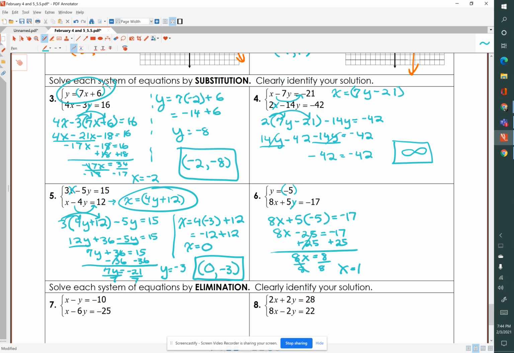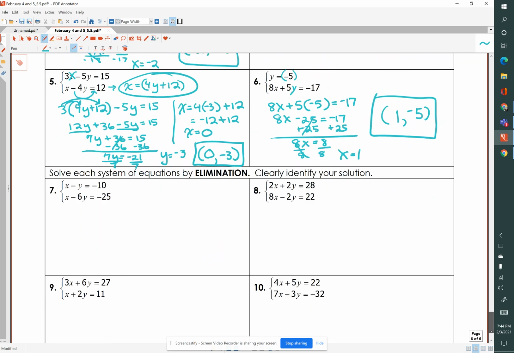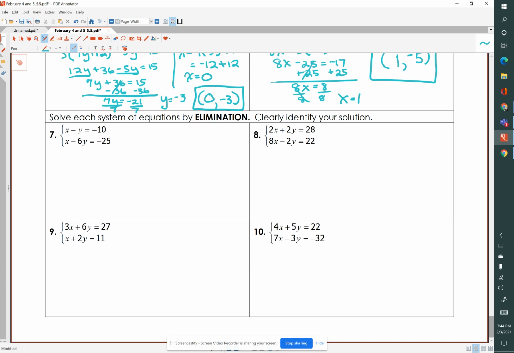So y has already been solved for us. So x equals 1 and y equals negative 5. So for the last 4 problems, we'll solve those by elimination. So taking a look at number 7, I will just subtract the second equation.